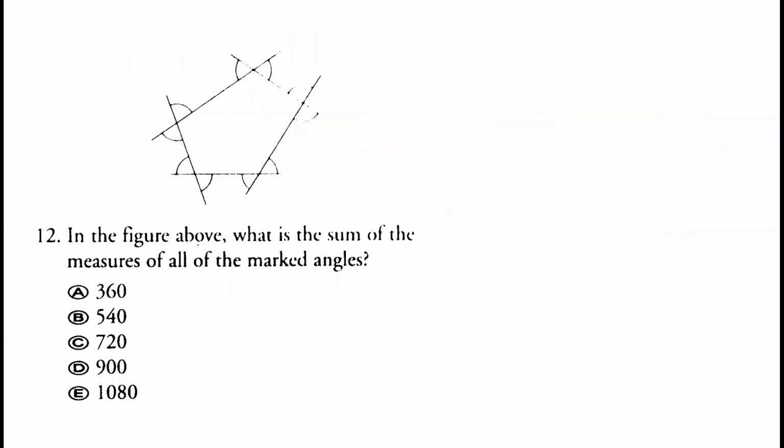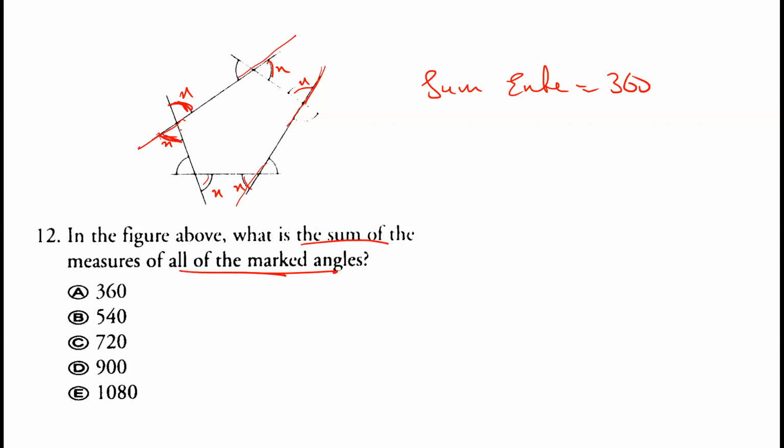Now in the figure above, what is the sum of the measure of all the marked angles? So all the marked angles, this angle, this angle, this angle, these are exterior angles. And I've just said that the sum of all exterior angles equals 360. So this is an exterior angle, this one is an exterior angle, this one is an exterior angle, and this one is an exterior angle as well. But they're double. So if this is an exterior angle, then this is also an exterior angle. If this is x, then this will also be x. So we need to find out the sum of measure of all the marked angles. So x, this is also x.